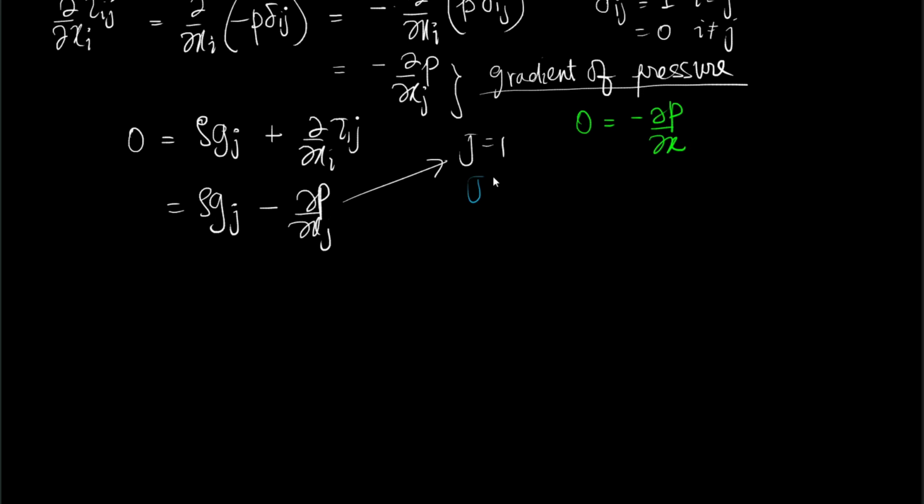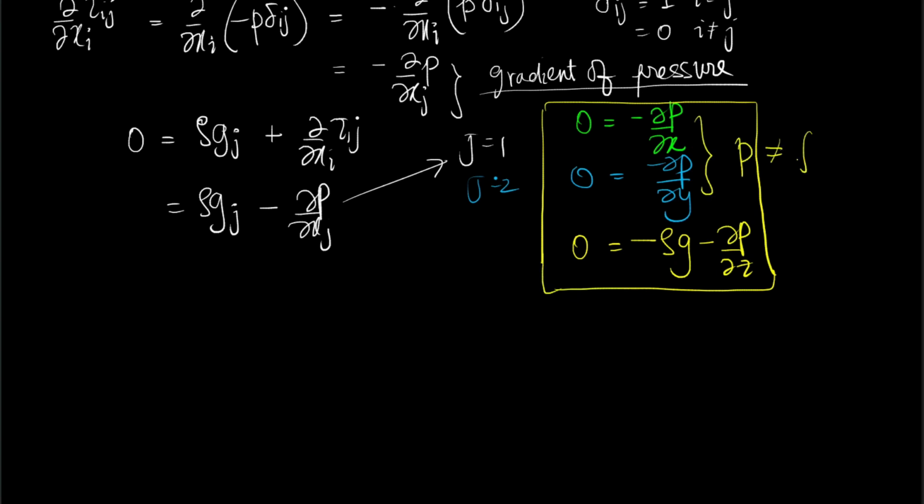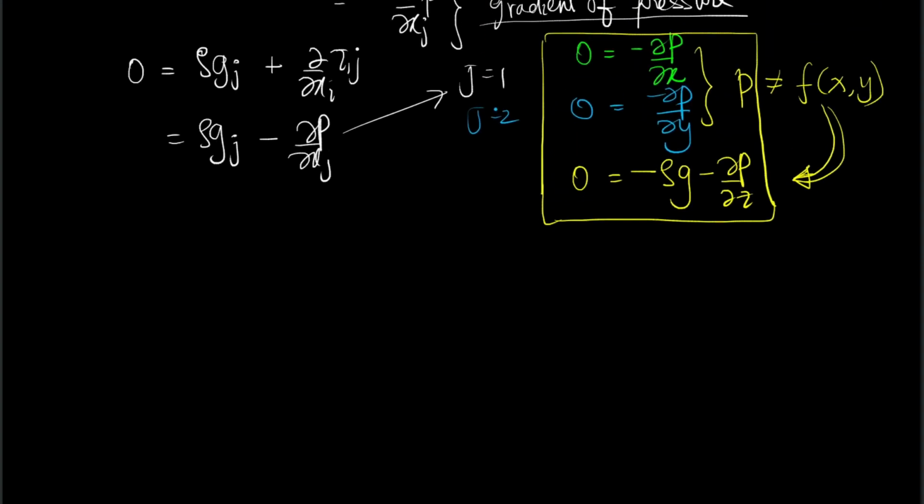Then in the y direction, j equal to 2. 0 equal to minus del p del y. Now in the z direction, 0 equal to minus rho g minus del p del z. And the equation of motion reduces to the equation of hydrostatics. These two imply that P is not a function of x and y, it is only varying with z due to the gravitational body force acting on the fluid. So now that we have analyzed a fluid at rest, let us proceed to analyze a fluid under motion.